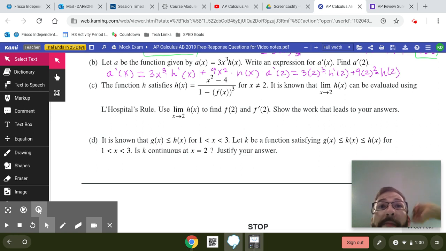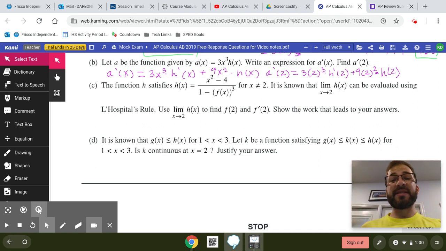All right, so here's where this one probably starts to get a little bit messy. Okay, so part C, they're telling us that this limit can be found using L'Hopital's rule. A couple things to consider first of all. If we're using L'Hopital's rule, then what do we have to get the first time we plug into the limit? Well, we have to get that indeterminate form, 0 over 0.